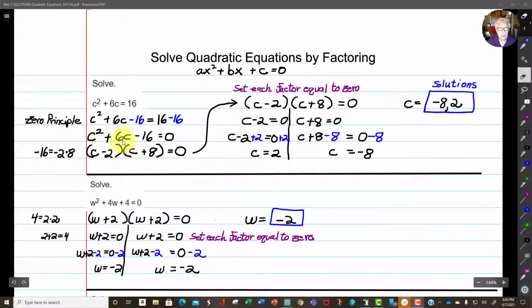I factor c squared plus 6c minus 16 equals 0 into c minus 2 times c plus 8 equals 0. Then I set each of these linear binomial factors equal to 0 and solve for the variable. My answers, my solutions, are c equals 2 and c equals negative 8. And that's what I write in the answer box in my math lab.